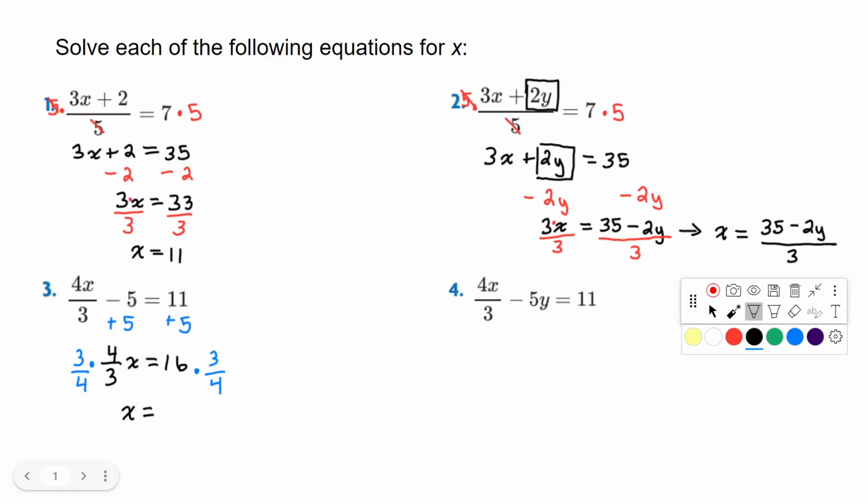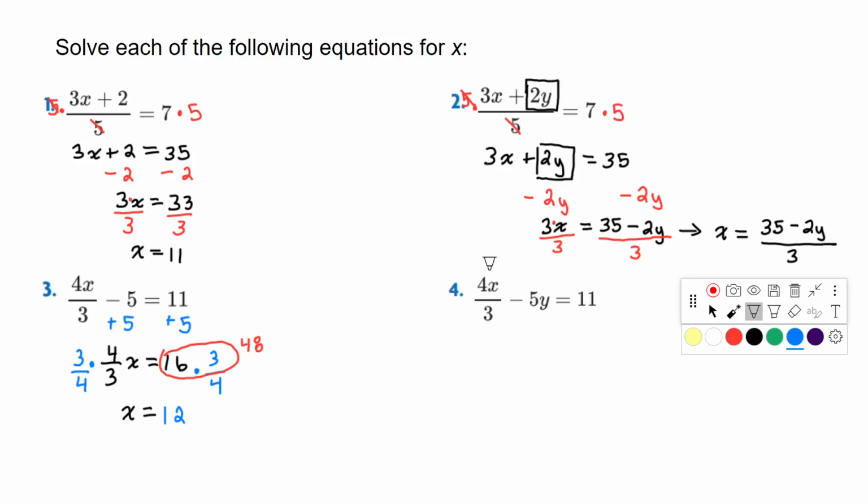So I'm going to have x equals, and this is how I'm going to multiply. 16 times 3 is 48. 48 divided by 4 is 12. So x equals 12.